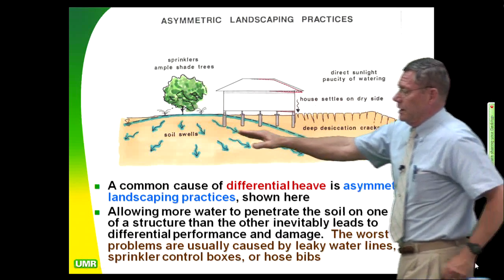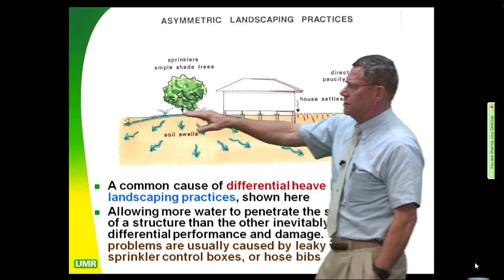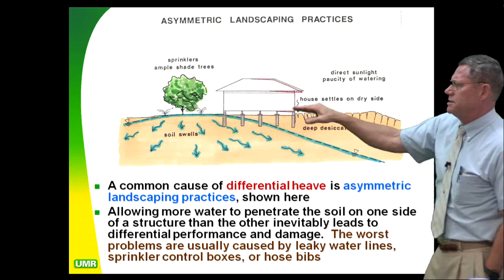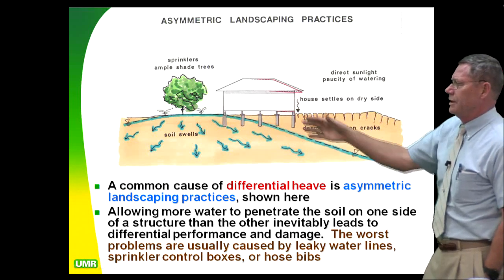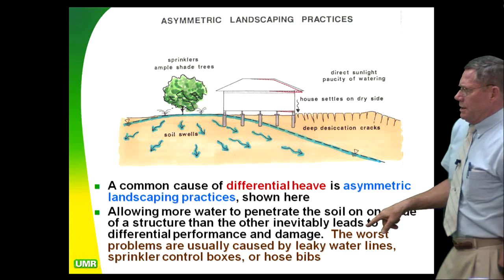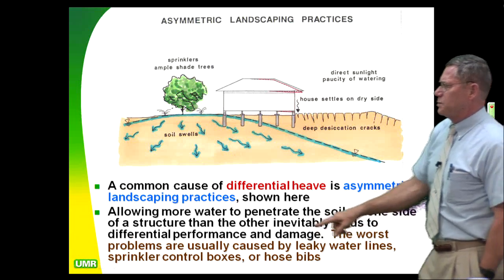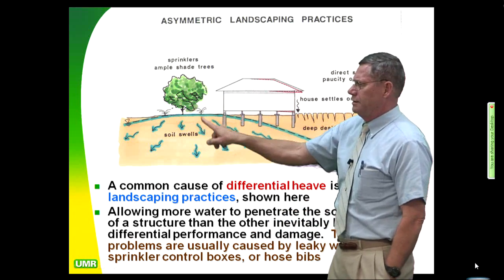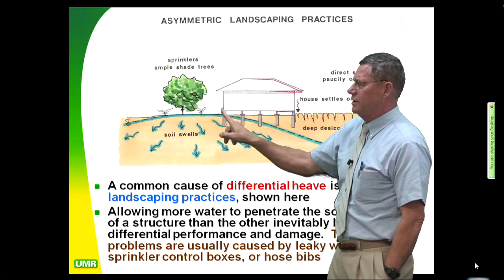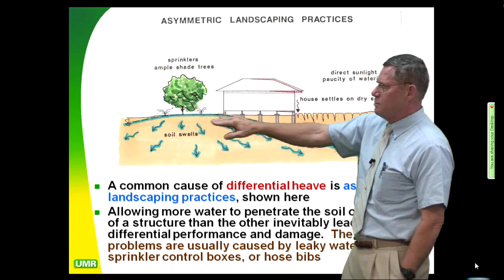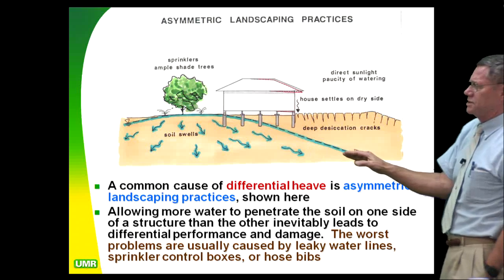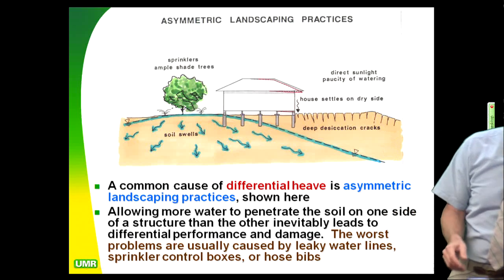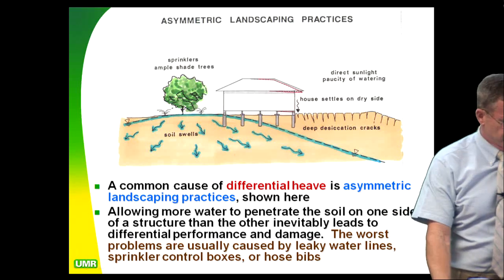And so what happens here is you're going to get moisture on this side and desiccation on the other. So you're going to have heave on one side, settlement possibly on the other side. So you're going to have a problem. And what happens is you're going to have leaky water lines, sprinkler control boxes, and leaky hose bibs over here on this side next to the sprinklers that are really driving all this. So if they have a leaky hose bib right here, you're going to get this mound of water coming off of it. It looks just like I'm drawing it here. And one half of the house is going to lift up 6 or 8 inches. That's just hard to get away from.